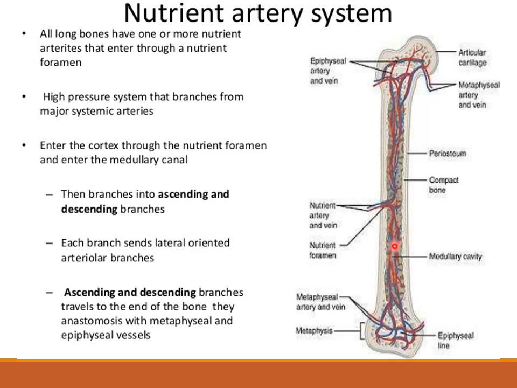Then these ascending and descending branches ultimately reach the metaphysis, and here they anastomose with the metaphyseal artery, and in adult long bone also with the branches of the epiphyseal artery. Some of its branches act as end arterial loops, meaning they behave as end arteries. They do not give any branches; rather, they end directly in the venous sinusoids present in the medullary canal.